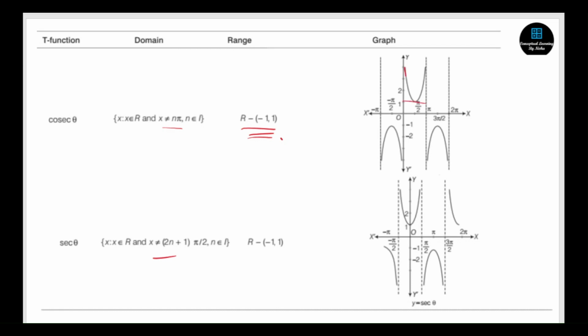So if you see here, these values are excluded. Right. So this cannot be. Same way for sec, these are excluded over here. Alright. So very important thing. These are for range. Alright. So just try to understand. You have to understand the graph, and by just looking at the graph you can understand, okay, this is for cosec theta or this is for sec theta or sin theta and so on.